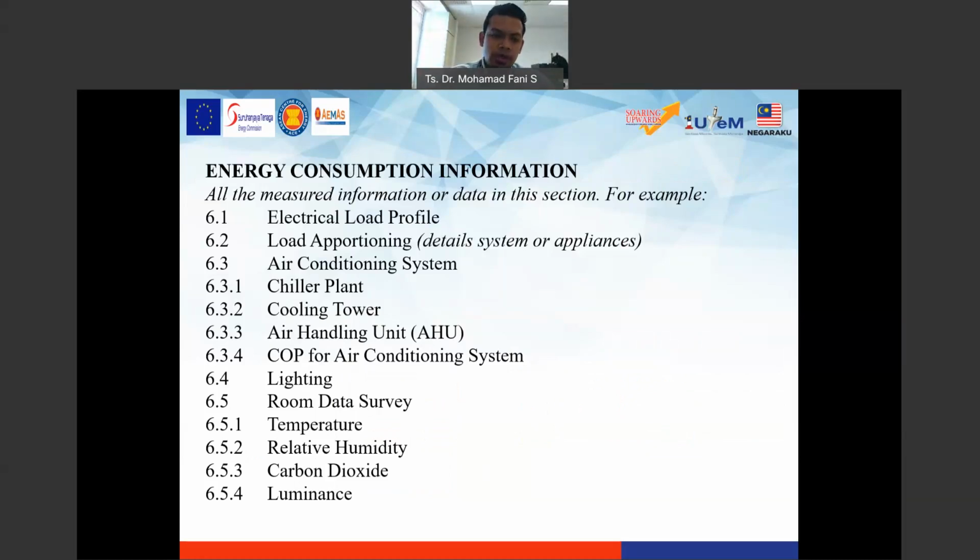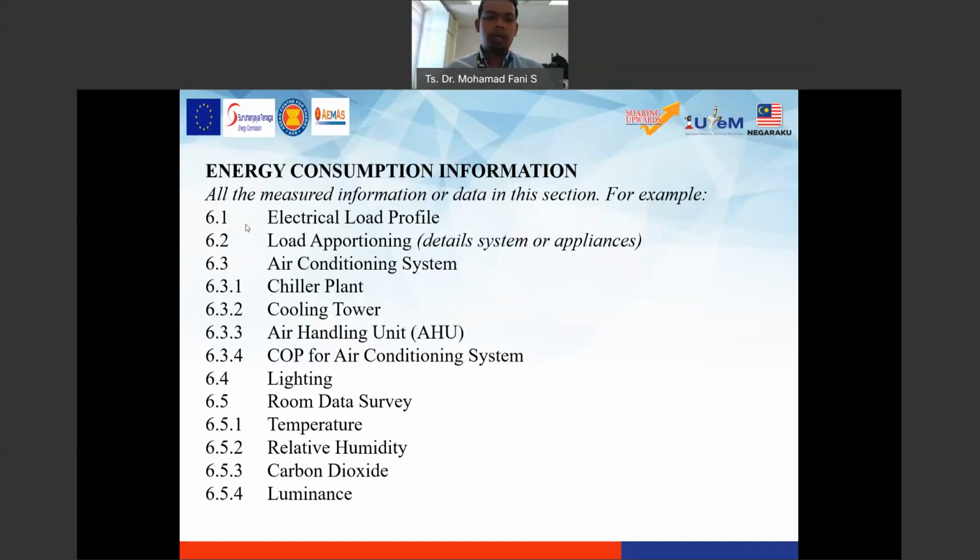So that finishes part 5 or section 5. In the energy audit, the most important thing is the energy consumption information. The whole auditing team must focus on producing this one, because this is the measurement data that we have from the audit process. Okay, in section 5 or section 6 we put all the measured information or data.